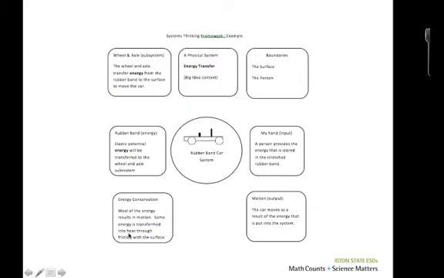Energy conservation: most of the energy results in motion. Some of the energy is transformed into heat through friction on the surface of the table as the car moves forward. And then motion output: the car moves as a result of the energy that is put into the system.